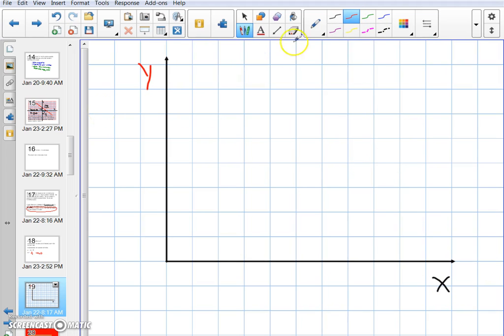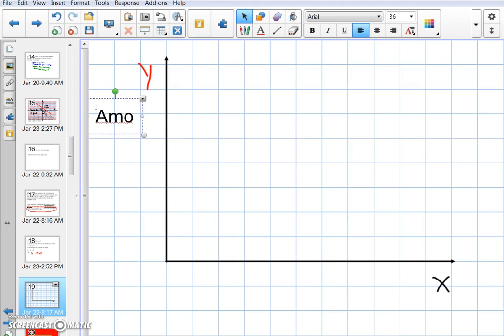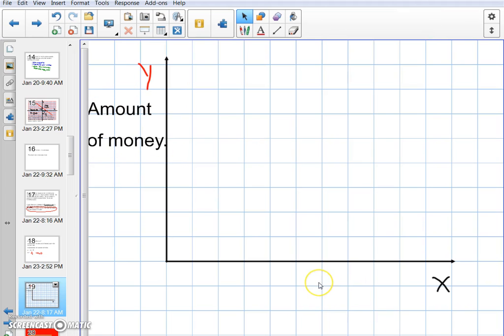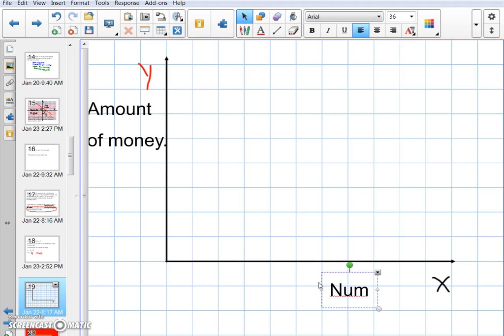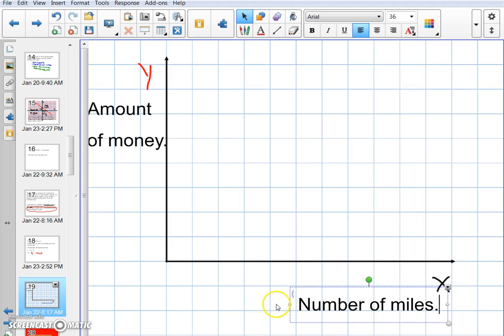Now again, y was the amount of money, so it's basically the cost. And then x is the number of miles. Now as far as scaling all of this, I would keep this as the number of miles.